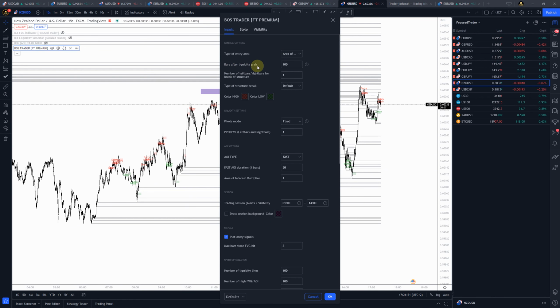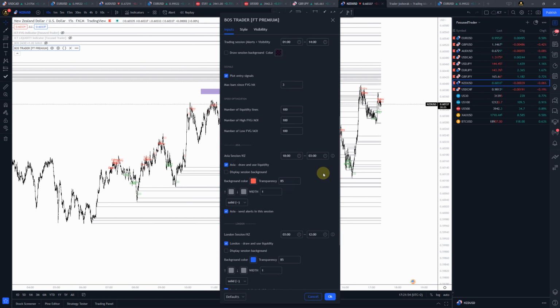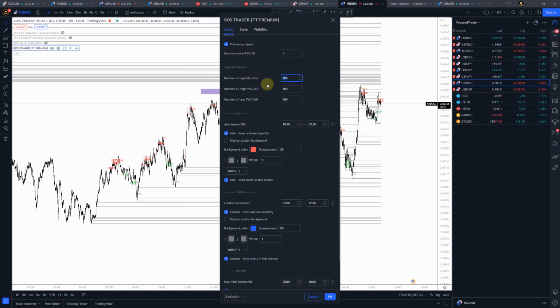Yeah, there is a bars. No, this is bars after liquidity grab, but I think it will be here in number of liquidity lines. So let me go 500. This is the limit of TradingView to display 500 drawing objects for one indicator.